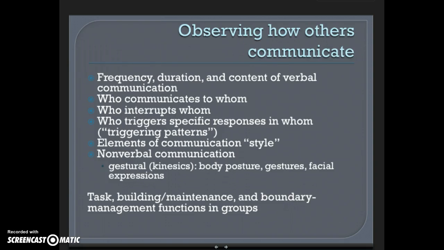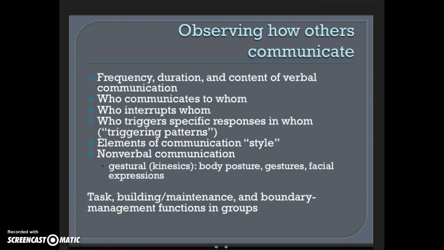Some of you, in terms of looking at groups and how they function or interact, take a while, if you're in your group sometime, to look at how people communicate with one another. This is really interesting to do in a group that you're a part of, but also as an outsider to watch, if you have that ability to watch the group's interactions. So to look at specifically some of these things: the frequency, the duration, and the content of verbal communication that's spoken by each individual. Who communicates to whom?